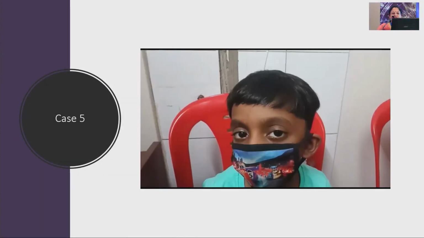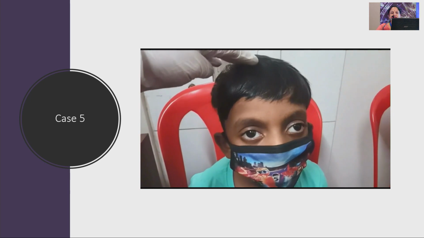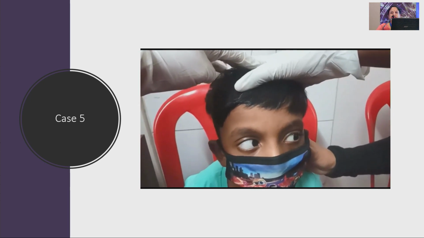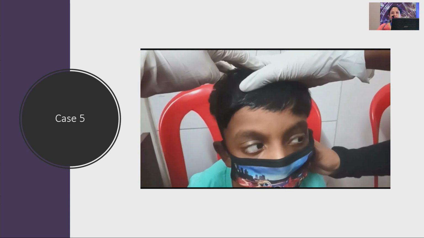Then this case was a boy who came with a history of injury with the elbow of his brother. You can see that he came with a right face turn, and on correcting the posture, you can see that the left adduction is very much limited. So this was an avulsion of the medial rectus. That was because of the trauma.